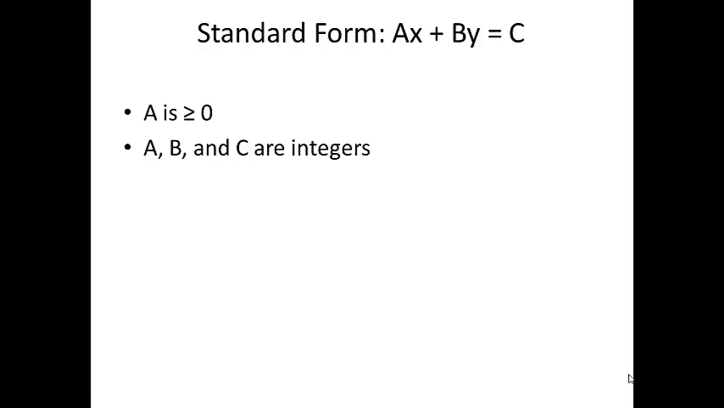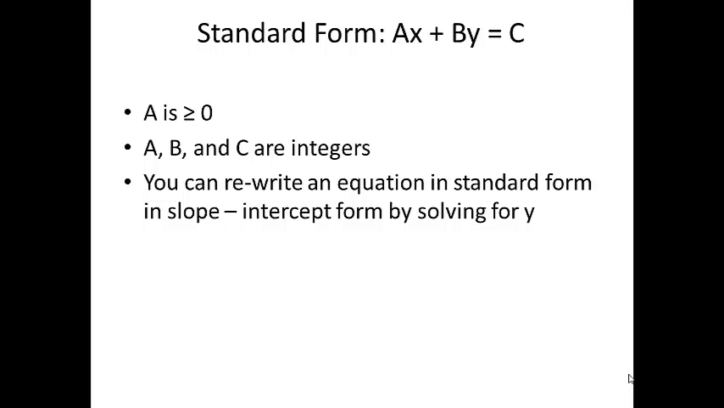Today we're going to learn about a third type of linear equation called standard form: Ax plus By equals C. In this type of equation, A is greater than or equal to 0, and A, B, and C are integers. You can rewrite an equation in standard form in slope-intercept form by solving for y.